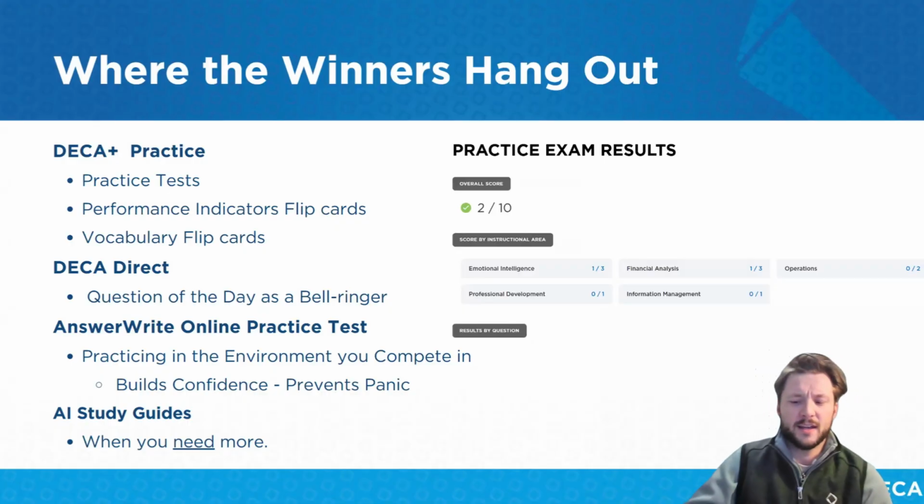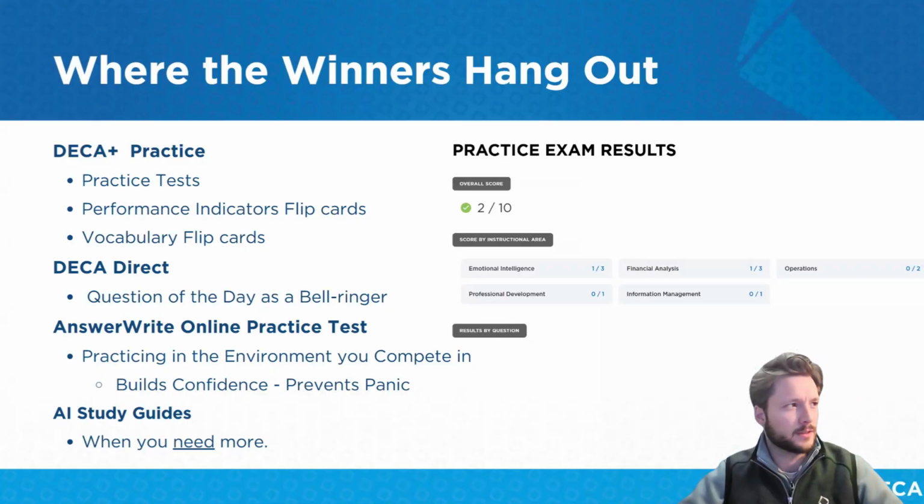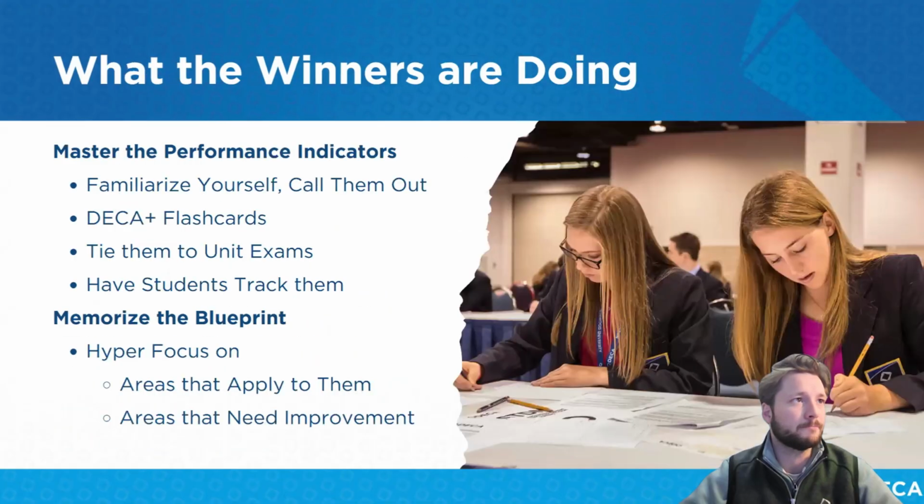And then AI study guides, I think I'll talk about this a little bit later, but when you really need more, a pretty good place in getting better. So what the winners are doing, they're mastering performance indicators. That might be a little dramatic, but they're focusing on performance indicators. They're taking performance indicators seriously, and they're not just saying, I think I'm just going to wing it. It's not a recipe for success.